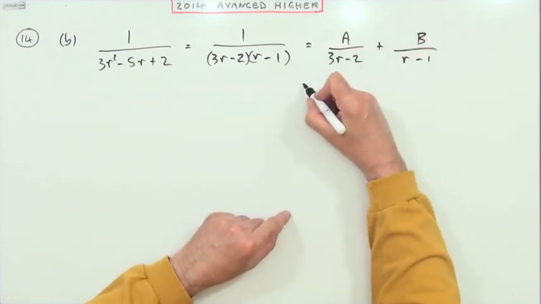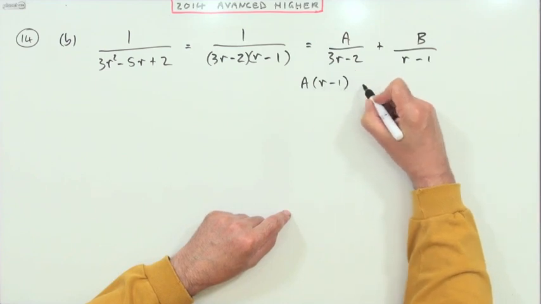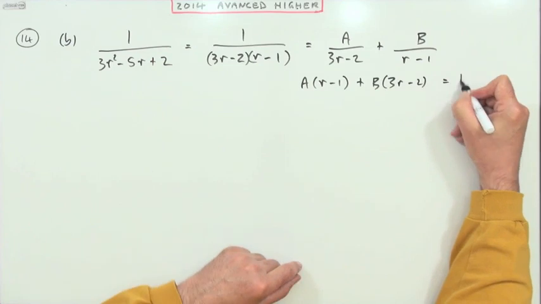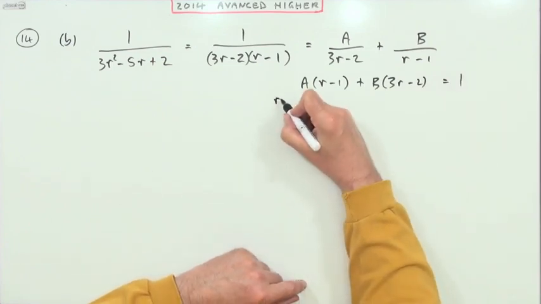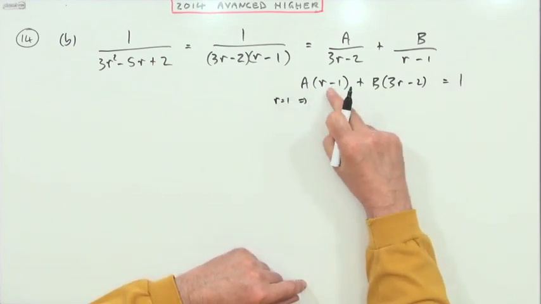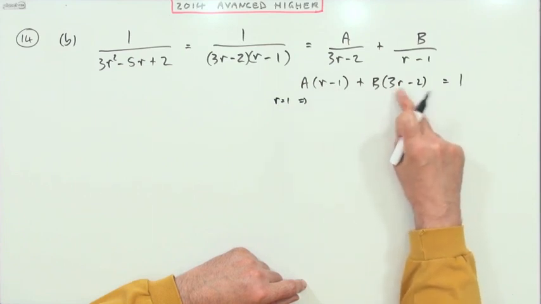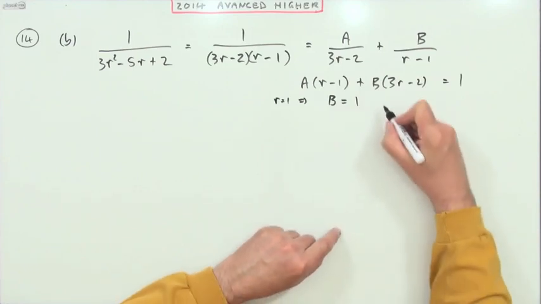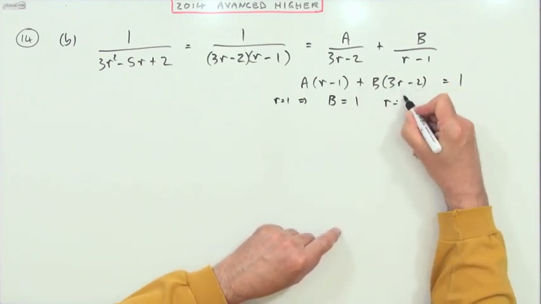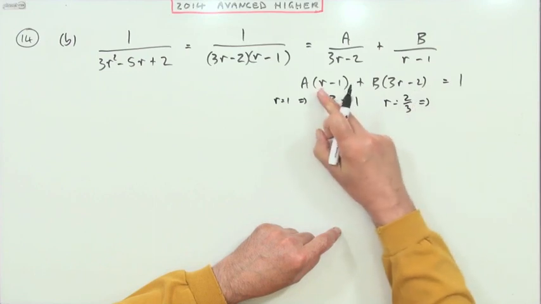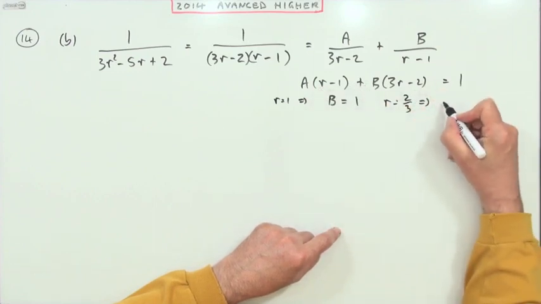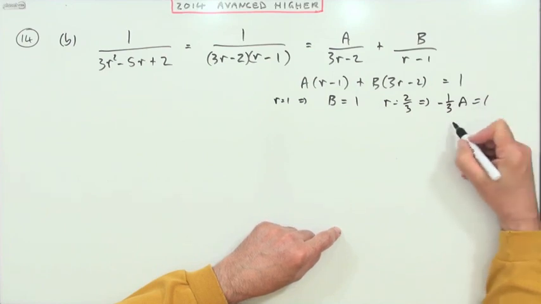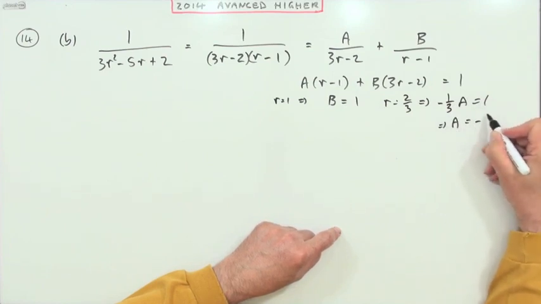Well, multiplying by the denominator, I'd have a times r minus 1 plus b times 3r minus 2 equals 1. Now some knockout values will do nicely here. r equals 1 knocks out that, leaving you with 3 minus 2 is just quite handily, b equals 1. r equals 2/3 means that I've got a nastier 2/3 minus 1, which is negative 1/3 of a equals 1, which means that a equals negative 3.